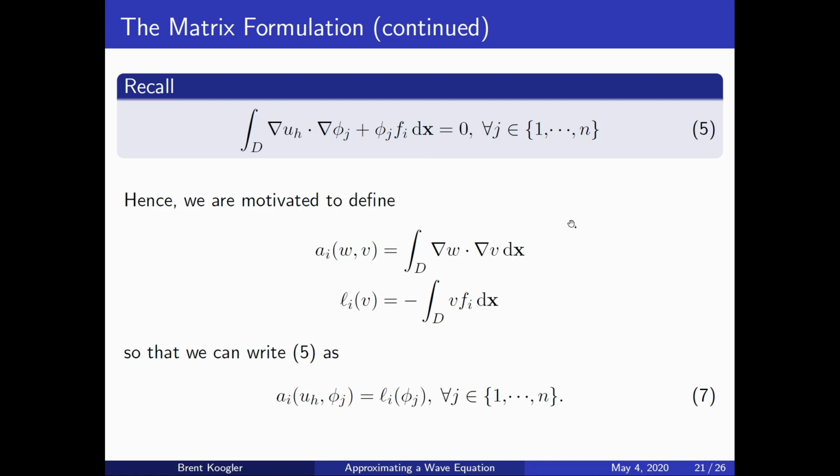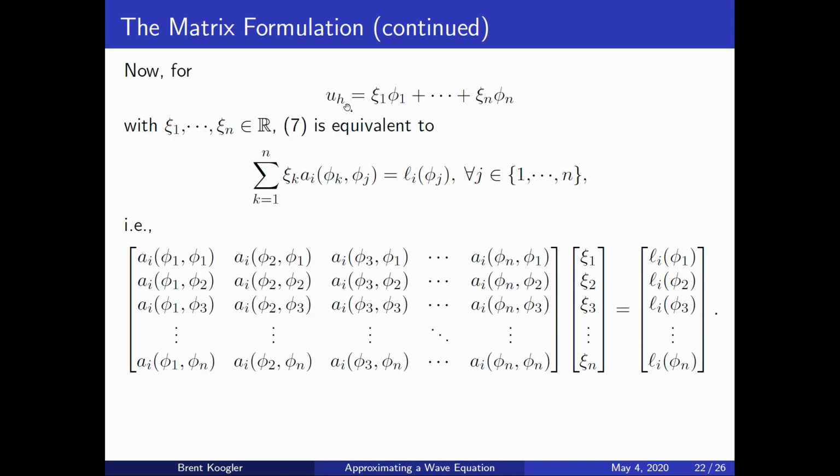Also, a couple of other interesting points to make is that if we know what w and v are, we can actually compute a single, unique real number from these two functions right here, which is quite nice. Also, if we write w in this expression as a linear combination of functions from our approximating function space, we can use the linearity of both the gradient and integral operators to pull out a sum, and hence we know that a sub i is actually linear in its first slot. So if we write u sub h as a linear combination, we can actually pull out that linear combination, which will be desirable in just a moment.